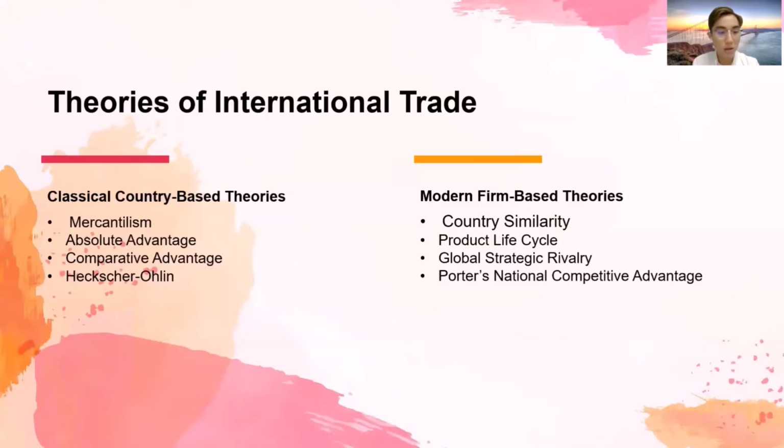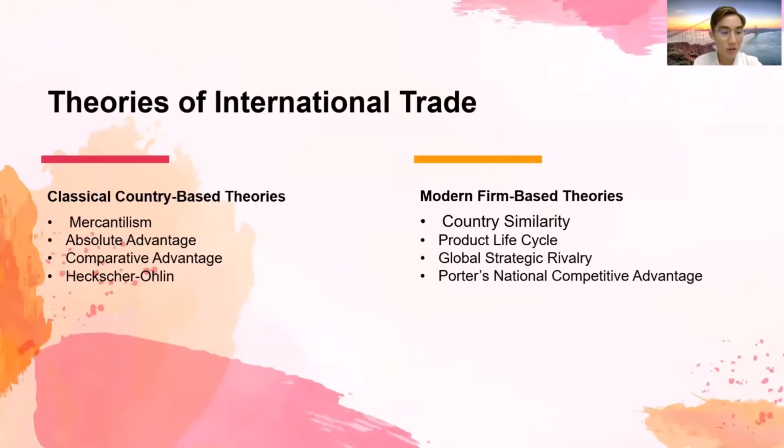Linder's country similarity theory then states that most trade in manufactured goods will be between countries with similar per capita incomes, and intra-industry trade will be common. This theory is often most useful in understanding trade in goods where brand names and product reputation are important factors in the buyer's decision-making and purchasing processes.